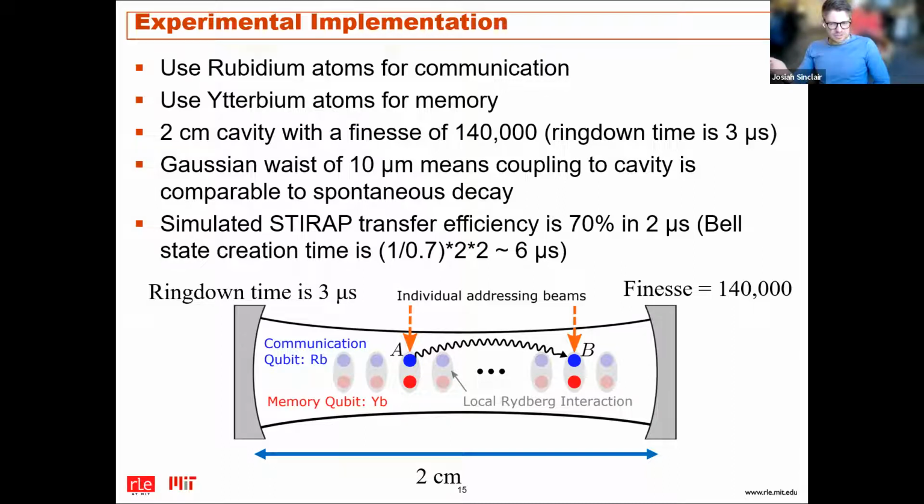We'll have a Gaussian waist of about 10 microns, which means the atom-cavity coupling will be comparable to the excited state spontaneous decay rate. With these kinds of parameters, we've simulated STIRAP transfer efficiencies and found that with about 70% efficiency, we can do a transfer from qubit A to qubit B in about 2 microseconds. Now, creating a Bell state requires 2 transfers, right, to symmetrize the 2 halves of the state. And we only have a 70% chance of success. So it ends up taking us about 6 microseconds to establish this Bell pair, assuming that state readout is instantaneous, right? Just in terms of the cavity transfers, though, it takes about 6 microseconds.